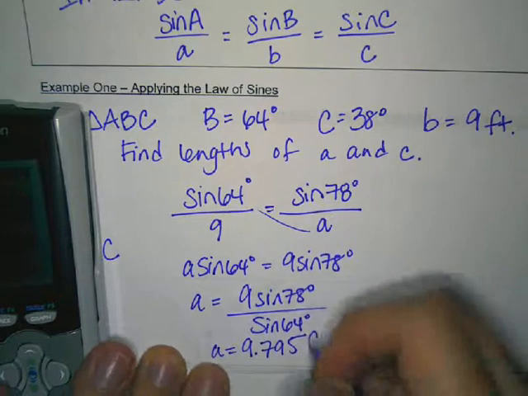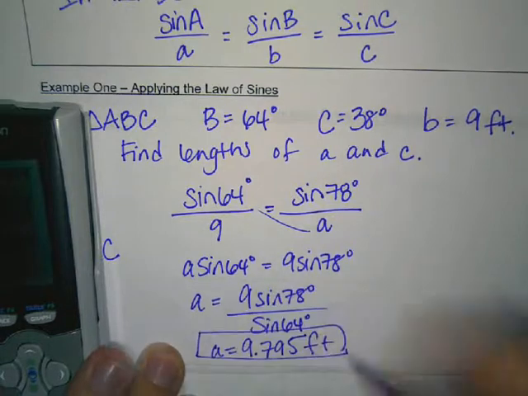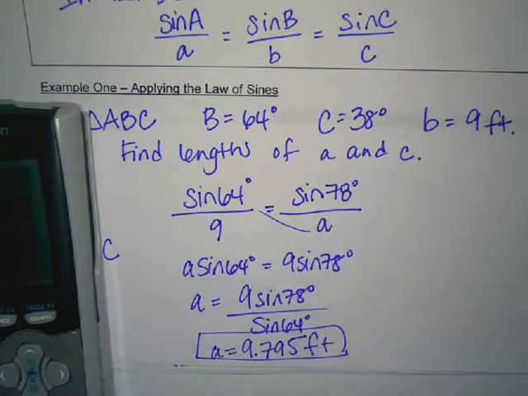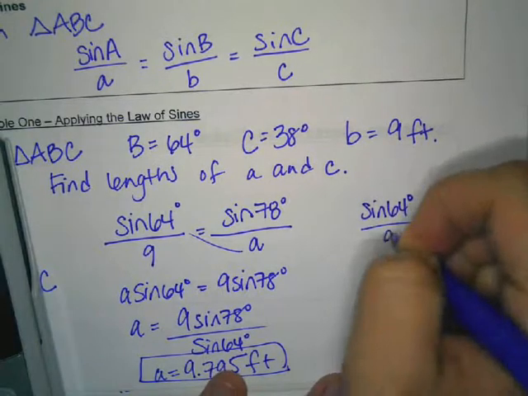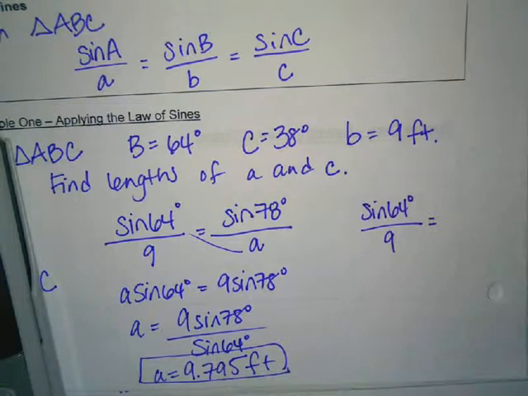And we're in feet. Now we have to find side C. And I actually start with the same kind of setup. I use the pairing that they give me right off the bat. That sine of 64 is paired with side valued 9.